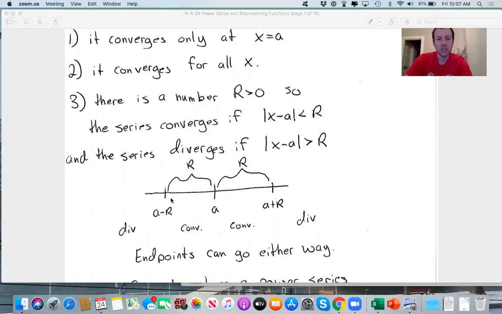A small wrinkle is that you have these endpoints when you're exactly r units away from the center. Those can go either way. You could both converge or diverge or one of each.